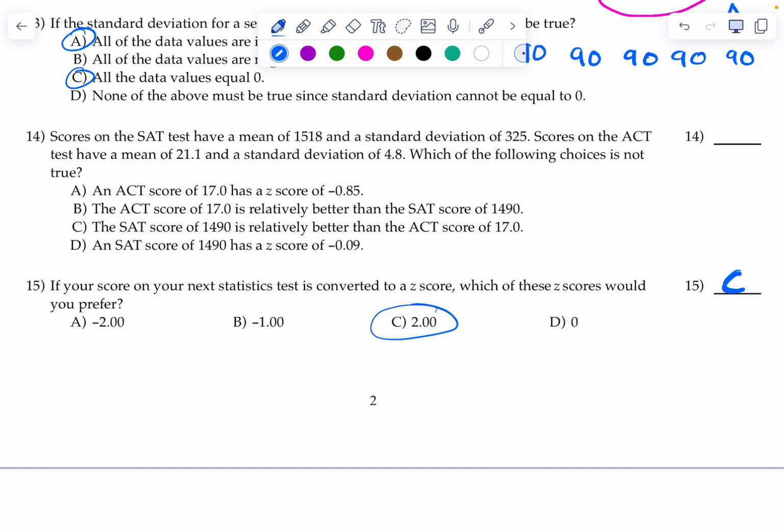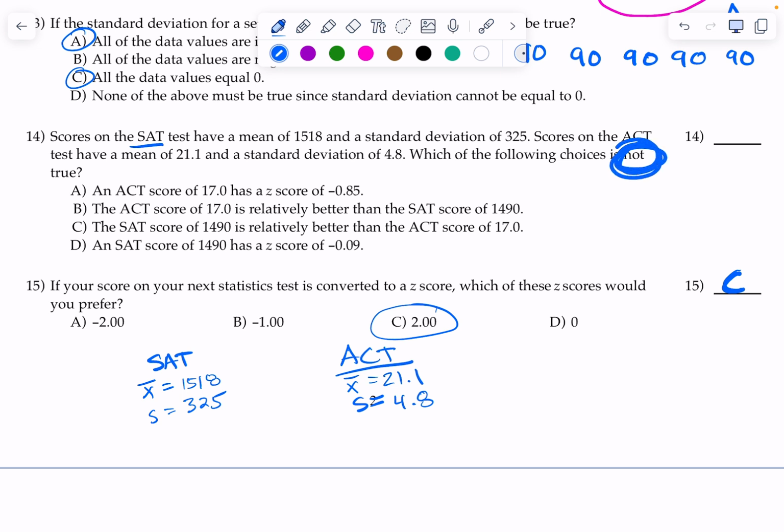14 requires a little bit of work. We're given an SAT score and an ACT score, and they want to know which of these is true. SAT tests has a mean X bar of 1518 and a standard deviation of 325. ACT, on the other hand, has a mean X bar of 21.1 and a standard deviation of 4.8. This is the data that it gives me. Which of the following choices is not true?